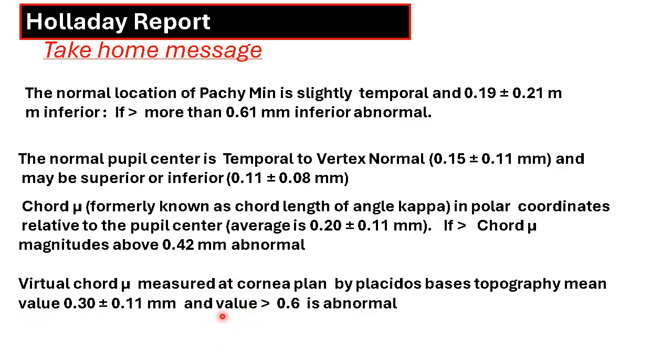You can see that the figure 0.6 is repeated twice here, in the pachymetry thinnest point, and also in the virtual chord mu. So these are very important figures you should memorize, so that you can plan your decision regarding intraocular lens implantation, especially the premium lenses, or also for LASIK surgery.